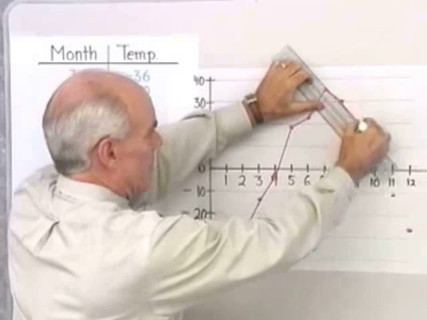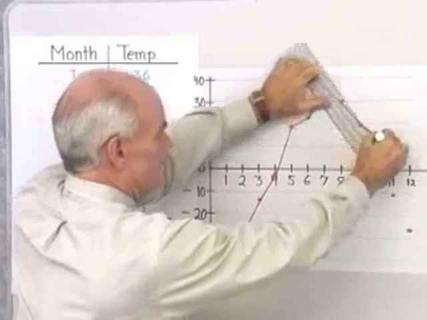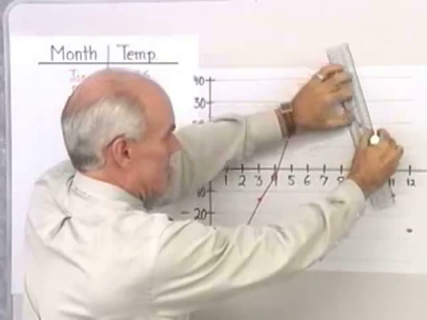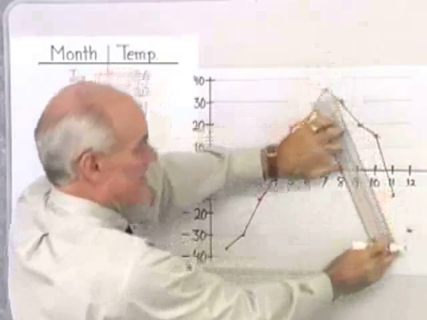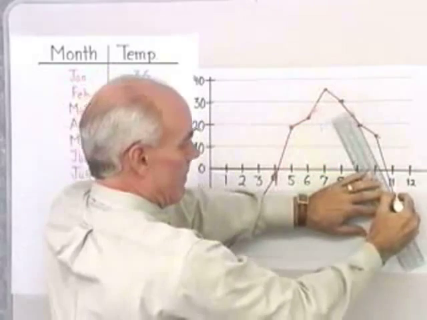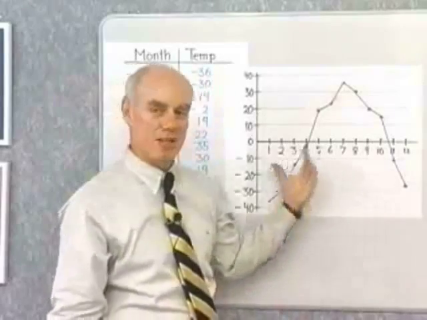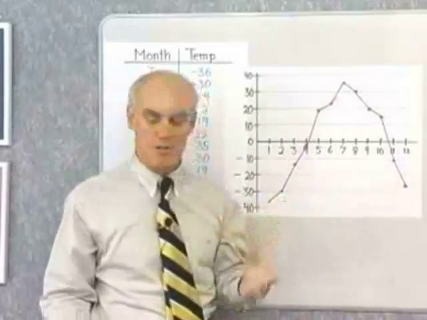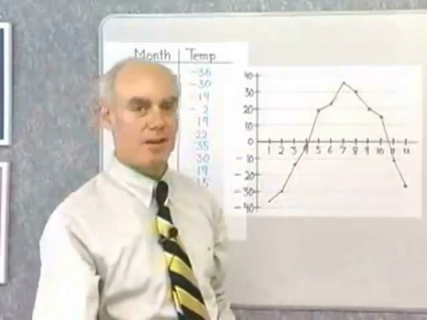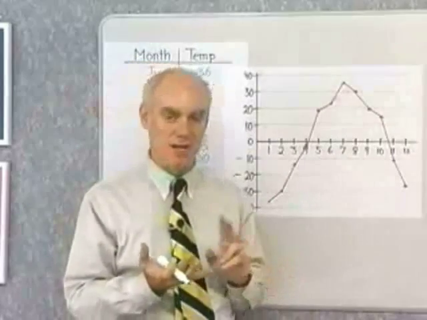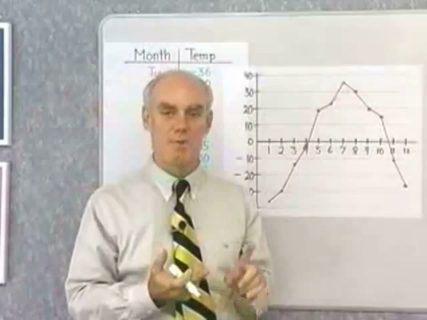Now, we could have also drawn a histogram for this information. So there is a line graph of the information that's in this table right here. As far as representing information graphically, we have three things that we can use right now: histograms, scatter diagrams, and line graphs.